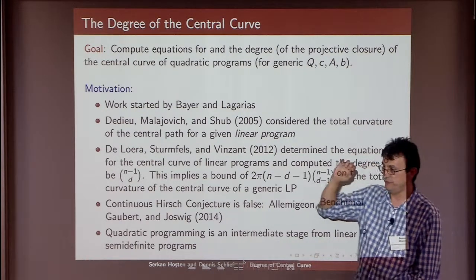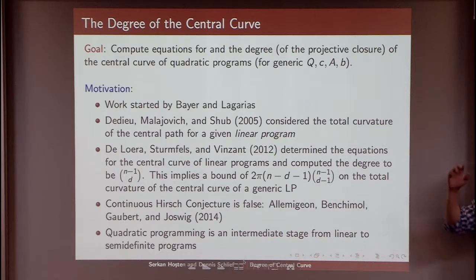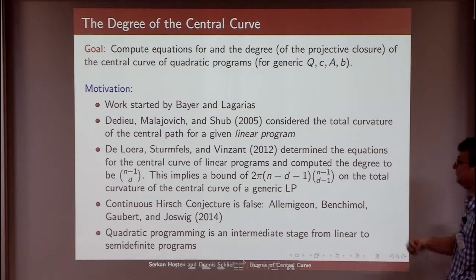And this bound is sort of exact when all the data, the A matrix, the B and C and everything is generic, okay, if it's randomly chosen. Okay, so that's the degree of the central curve. In particular, it implies a bound on the total curvature that I'm just putting down there. Okay. All right. So that's a bound on central curvature.